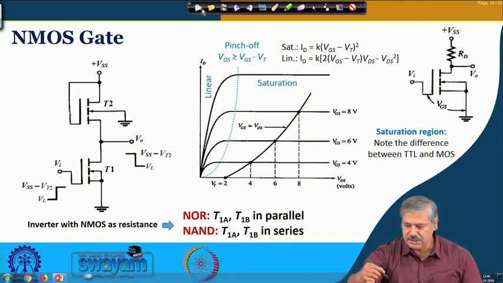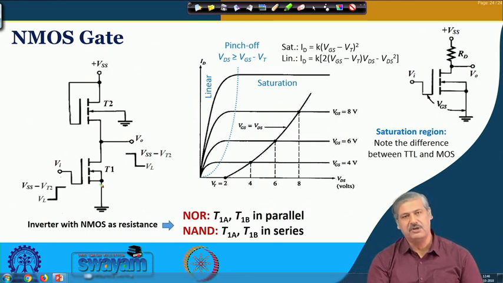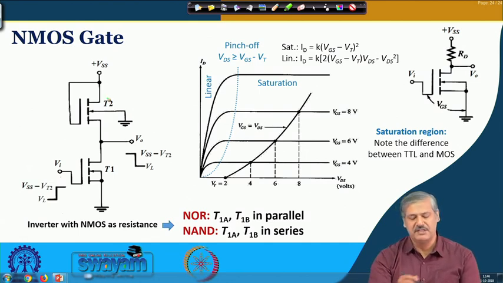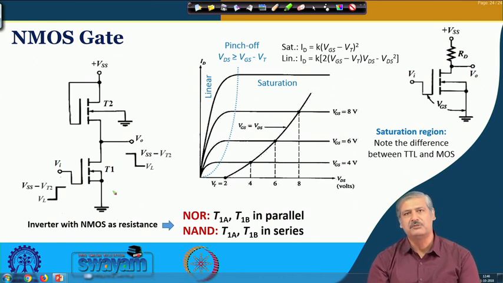But one issue that we take note of here is that when transistor T1 is on, its resistance must be sufficiently small compared to the resistance offered by transistor T2, otherwise the output will not be sufficiently low. If both of them are the same, then the output will be 50% of VSS, which is not sufficiently low. We want to make it as low as possible. So, the T1 resistance must be sufficiently small compared to the resistance offered by T2, which we take note of.